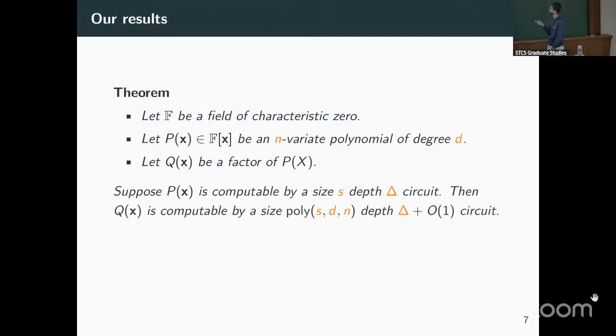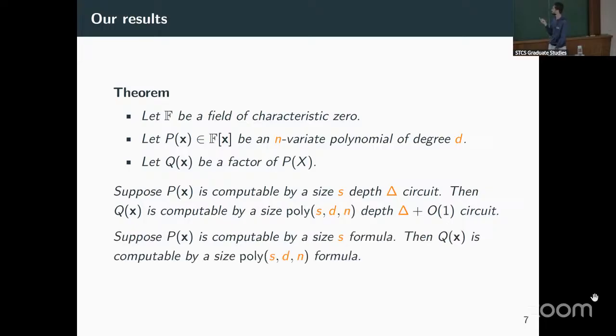So the setup is the same. We have a polynomial P, and Q is a factor of P. If P had a size S circuit with depth delta, then Q also has a small blow up in size, poly in S, D, N, and the depth is delta plus a constant. Similarly, we have the same result over formulas. So if P has a small formula, then the factor also has a small formula.